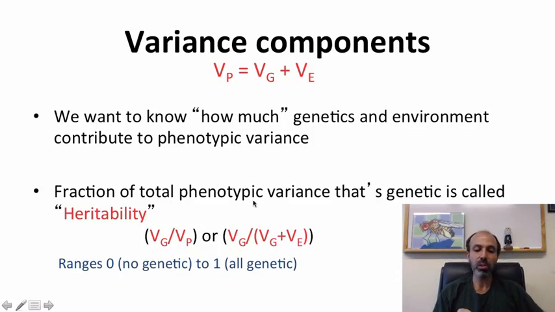Well, the fraction of the total phenotypic variance that is genetic is called heritability. So heritability is VG over VP, or you can think of it as VG over VG plus VE, because that's just synonymous with VP. So this ranges from 0, when there's absolutely no genetic component, to 1 when there's all genetic components. So you can say something, for example, is 90% of the variance is genetic, or 10% of the variance is genetic, using this very simple formula.